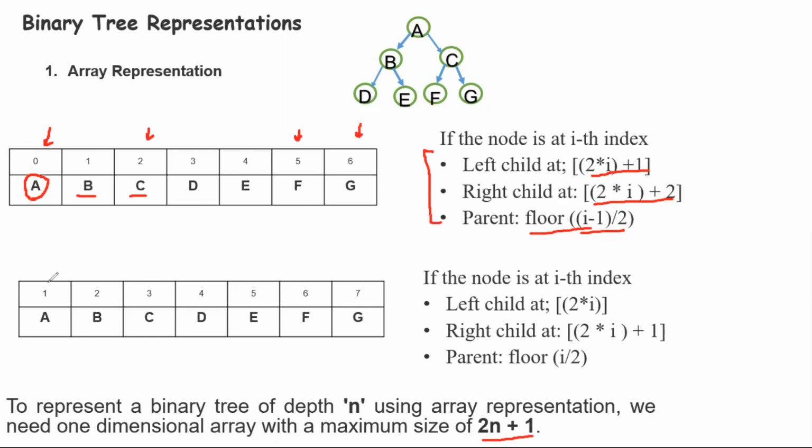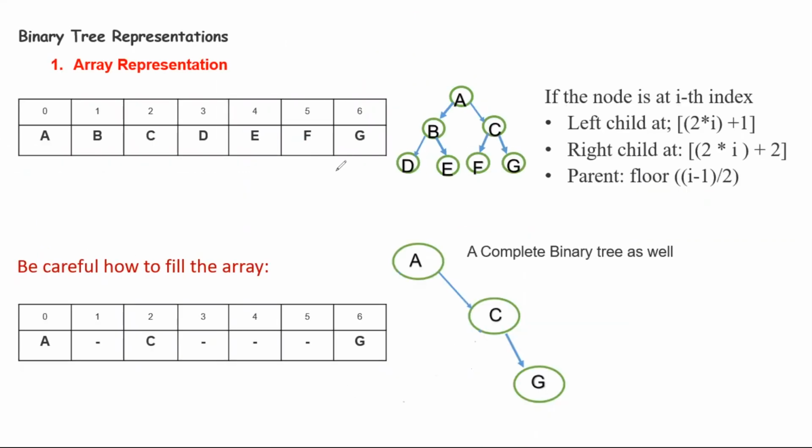If the index in the array starts at 1, not at 0, then you have to remove 1 from here and decrease 1 from here and remove from here. It depends on whether in the programming language the array index starts from 0 or 1. Please be careful when filling the array elements.